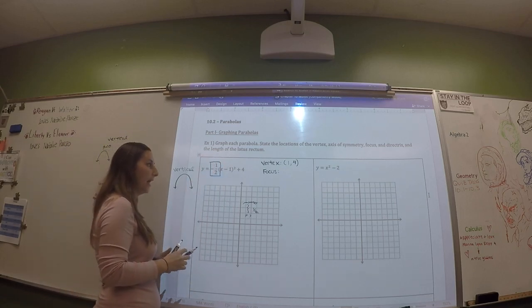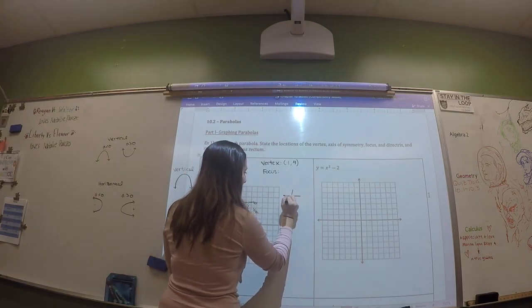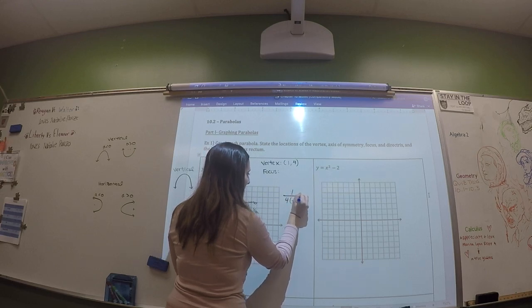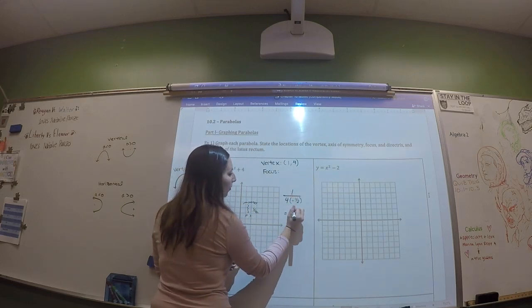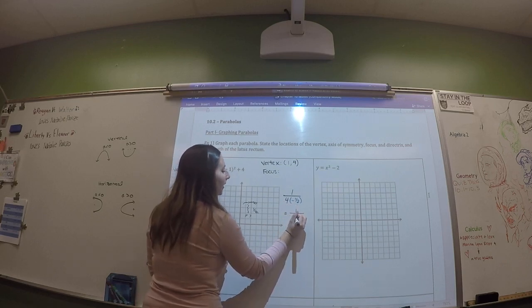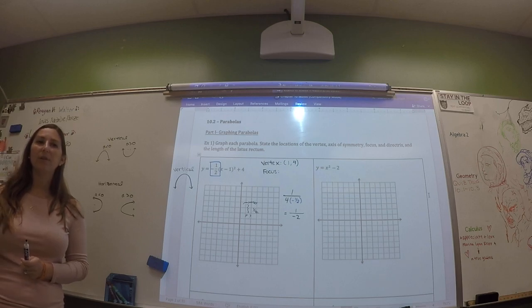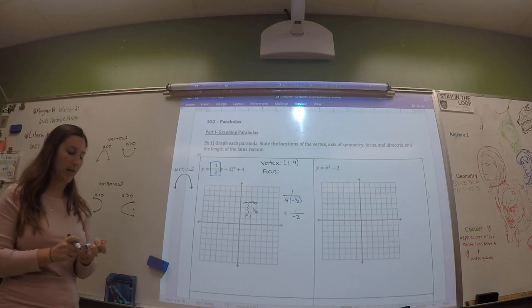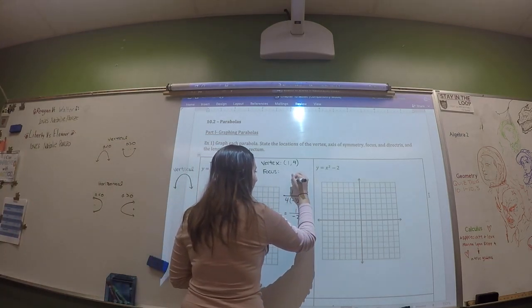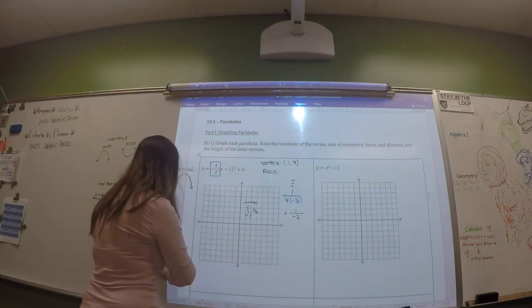If A is -1/2, then this distance is negative half. So 4 times 1/2 is what? It's negative 2. So the focus is going to be 1/2, and since it's negative, it's going to be 1/2 below your vertex. So the distance from vertex to focus is -1/2. That's what we just calculated.